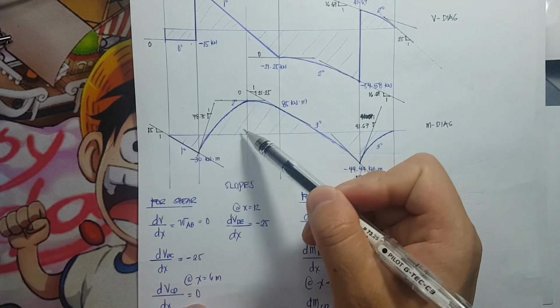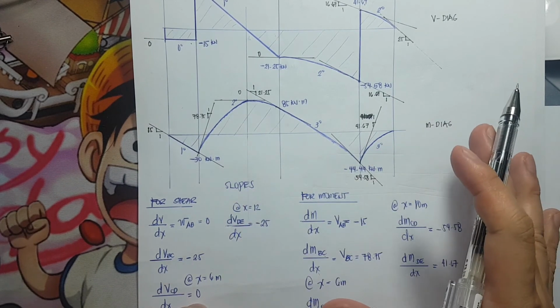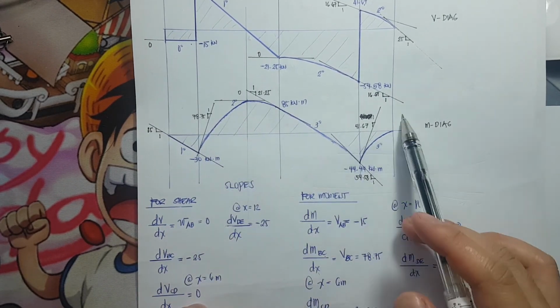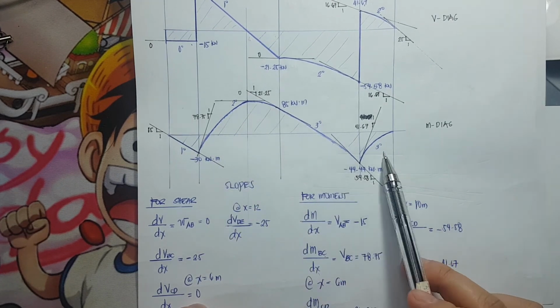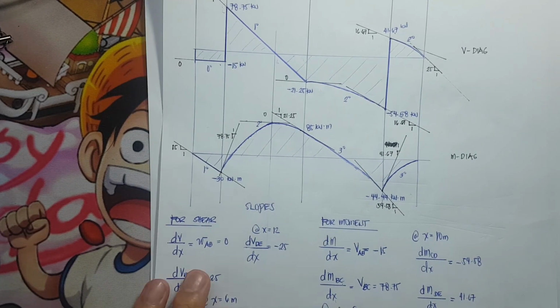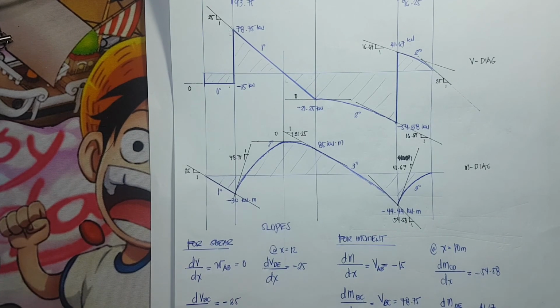So, shade, shade, shade, shade, shade, label. Label the slopes. Label the degree. First degree, second degree, third degree curve, third degree curve. Therefore, that is your shear and moment diagram.